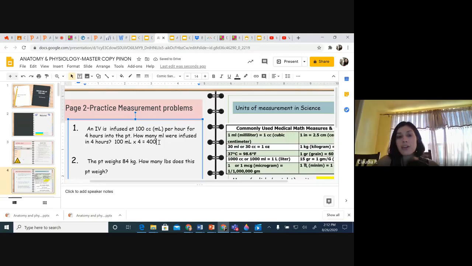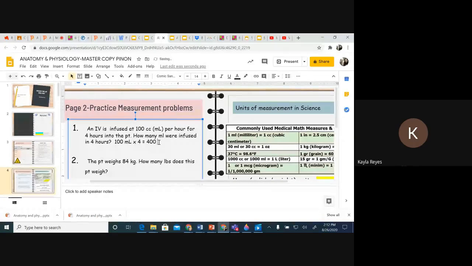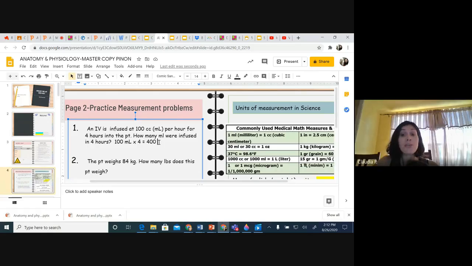Now, if I turn this in, and my math is right, why would I get this incorrect? Why would the teacher count it wrong? Because you need to add the measurement. Yeah, you're right. I need to add the measurements.